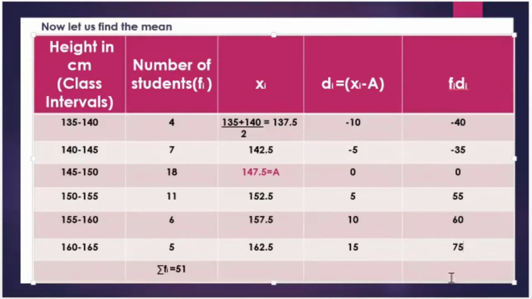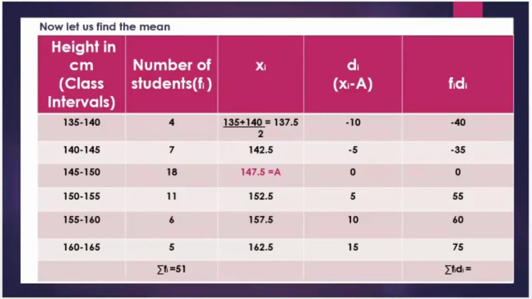Now I need to calculate the sum of all these fidi's. So f1 d1 plus f2 d2 plus f3 d3 up till f6 d6. I denote it by summation fidi, and it comes out to be minus 40 plus minus 35, which is minus 75. Minus 75, and let us take the positive ones, 75 plus 60 plus 55 comes out to be 190. 190 minus 75 comes out to be 115. So I get the sum of fidi as 115. The sum of fi is 51.